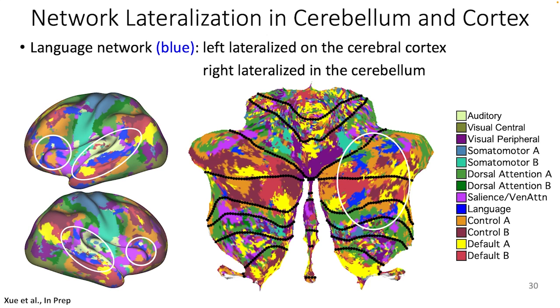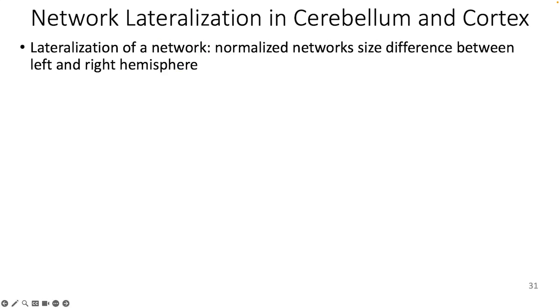Conversely, on the cerebellum, it is larger on the right hemisphere, as the cerebellum connects with the contralateral hemisphere of the cerebrum. To measure the lateralization of each network, we used a normalized network size difference. This value is computed for both cerebellum and cerebral cortex, each participant and each network.